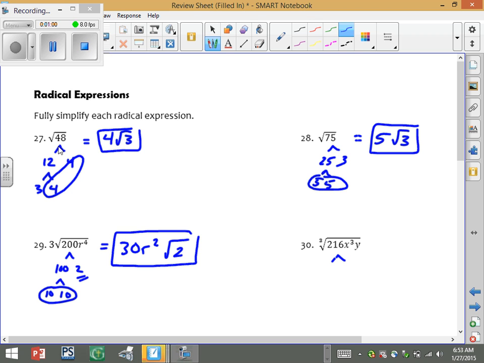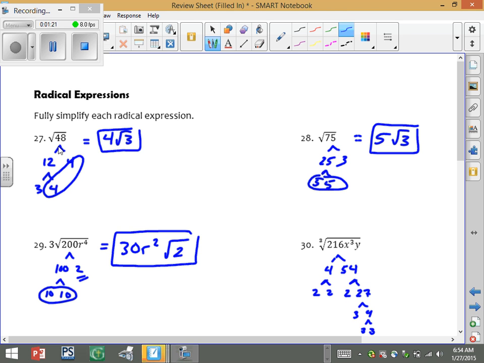Here we need groups of 3, so 216. 4 will go into it. So you got 2 and 2, and then 54. We can divide that by 2. That's 27. So you have 3 times 9, and 3 times 3.